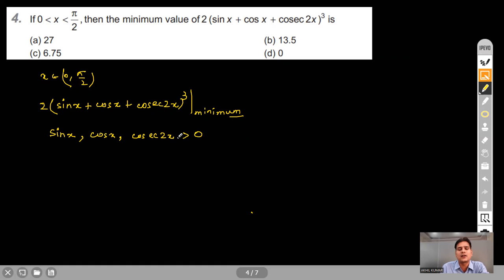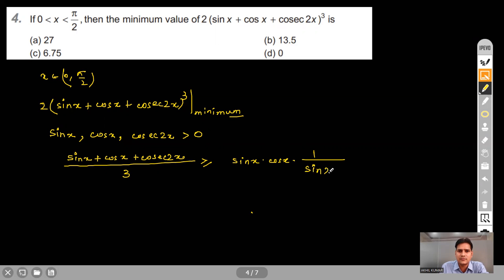So here also we can apply the concept of arithmetic mean greater than or equal to geometric mean. Applying the inequality, we will get sine x plus cos x plus cos 2x upon 3, greater than or equal to sine x into cos x into cos 2x. I am writing cos 2x as 1 upon sine 2x. This whole raised to power 1 by 3. So it will be sine x plus cos x plus cos 2x.